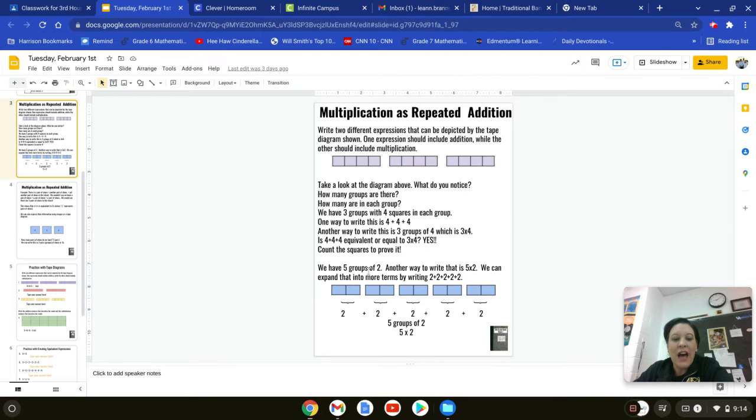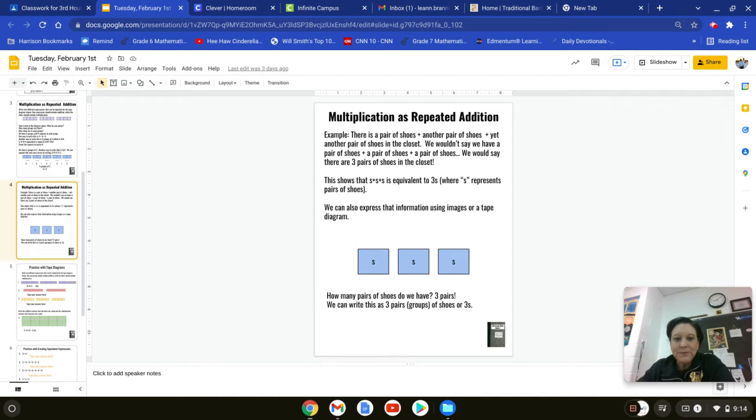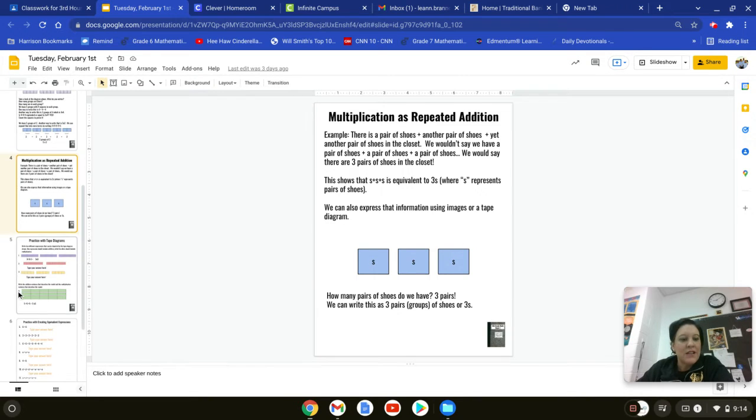So this one says 5 groups of 2. 1, 2, 3, 4, 5 groups of 2. So 5 groups of 2 is 5 times 2. It's the same as saying 2 plus 2 plus 2 plus 2 plus 2. I want you to take a minute and reread that after I go over these. But so we see this with multiplication, and we see this with our variables. So this is saying S plus S plus S. So we have 3 groups of S. So 3 groups of S is 3S.